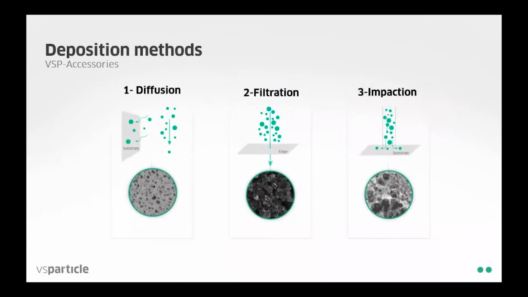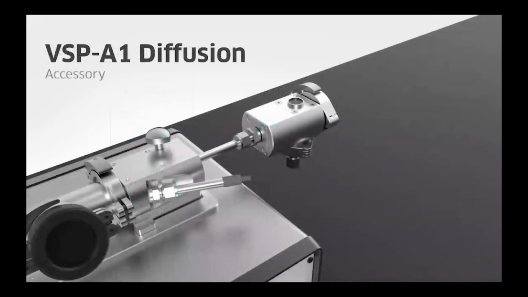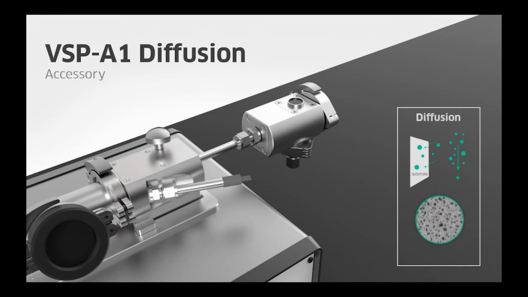So we have 3 different accessories. Number 1, using diffusion, number 2 using filtration, and number 3 using impaction. And I will go through them one by one. So here you can see how the accessory is connected to the G1. And what we do, we use the aerosol gas stream to go perpendicular to a substrate. And just by the diffusional force of the nanoparticles, because they are at atmospheric pressures and temperatures, you will see that the nanoparticles are depositing on your substrate.